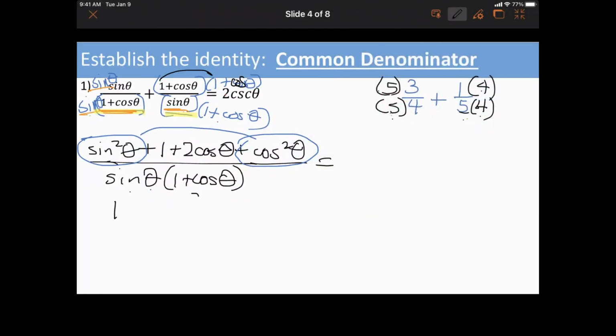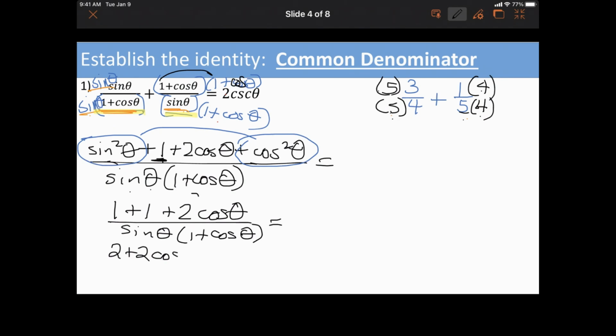So that's going to be 1 plus this 1 over here, 2 cosine theta. Okay, I write really big, so I'm probably going to run out of space. Okay. So 1 plus 1 is 2. Same denominator. Yes, you have to rewrite the denominator every time. Okay. Now I have the 2's. Now if I could factor, since they're both there, if I factor it out, it's going to look something really close to that.